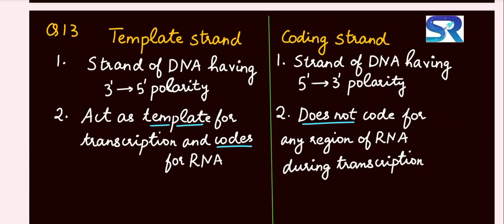Question number 13. Strand of DNA having 3 to 5 polarity acts as template for transcription and codes for RNA. First one, strand of DNA having 5 to 3 polarity. Second one, does not code for any region of RNA during transcription.